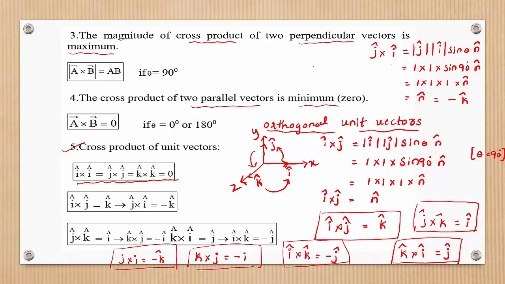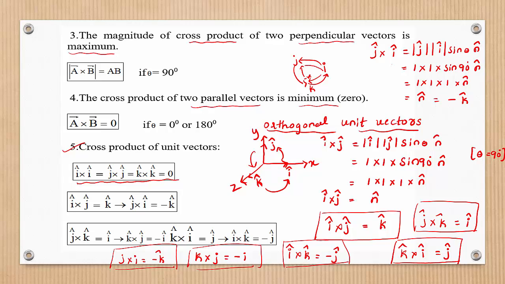See here, i to j, when you are moving, you will get k. J to k, when you are moving, you will get i. When you are moving from k to i, you will get j. If you are moving in reverse order, you will get negative. I cross k gives minus j, k cross j gives minus i, j cross i gives minus k.